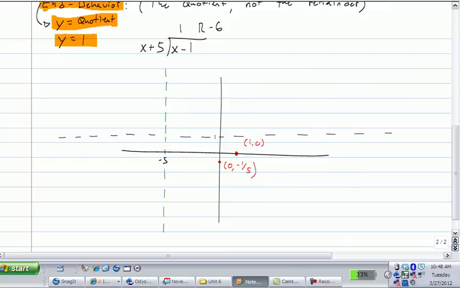Top. Why do you say the bottom? Because of the intercepts. There are points already on the bottom. The graph has to live on the bottom. So here goes our sketch.